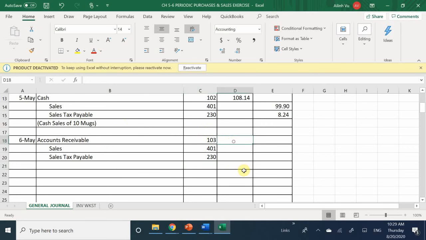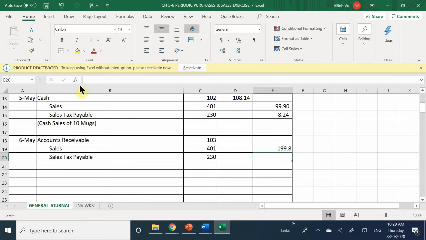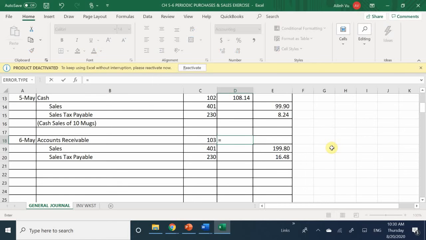All right. So how much was my total sales for? 199.80. Okay. And then lastly, what is my sales tax for this 199.80? 16.48. 16.48 is correct. All right. And then lastly, what is the total amount that customer A is going to owe me? 216.28. 216.28 is correct. All right.